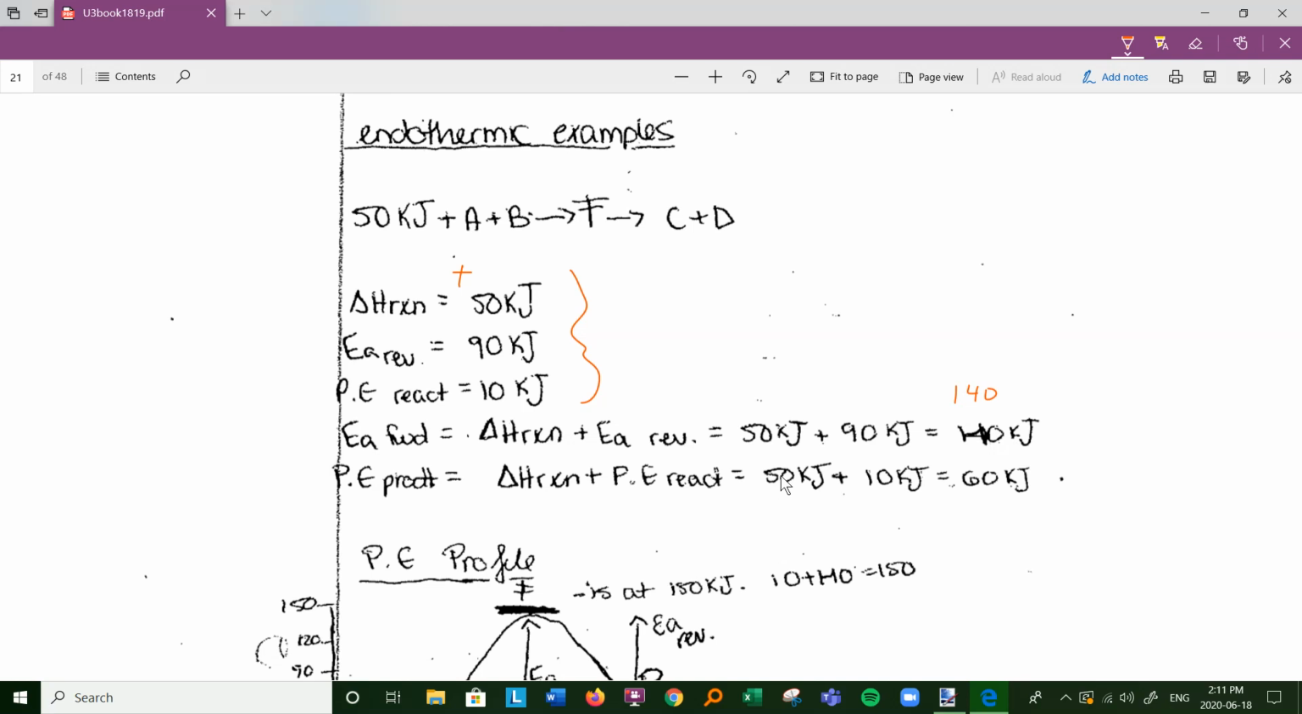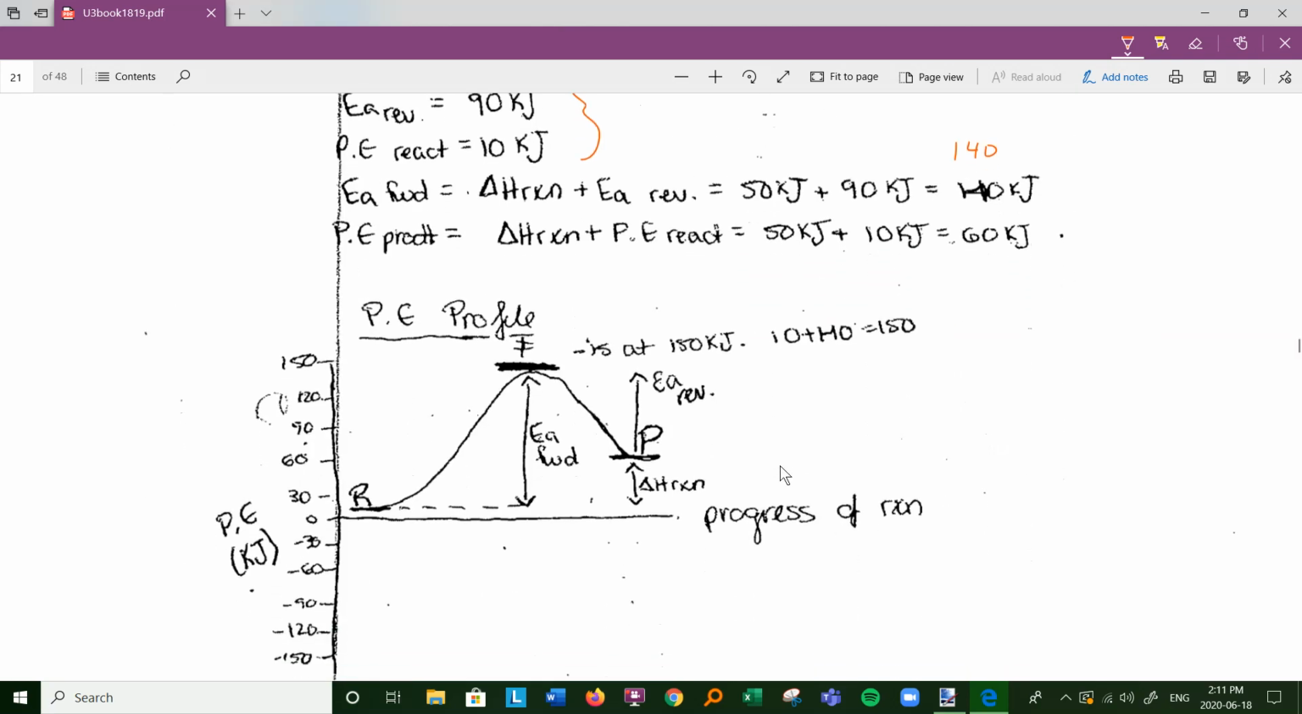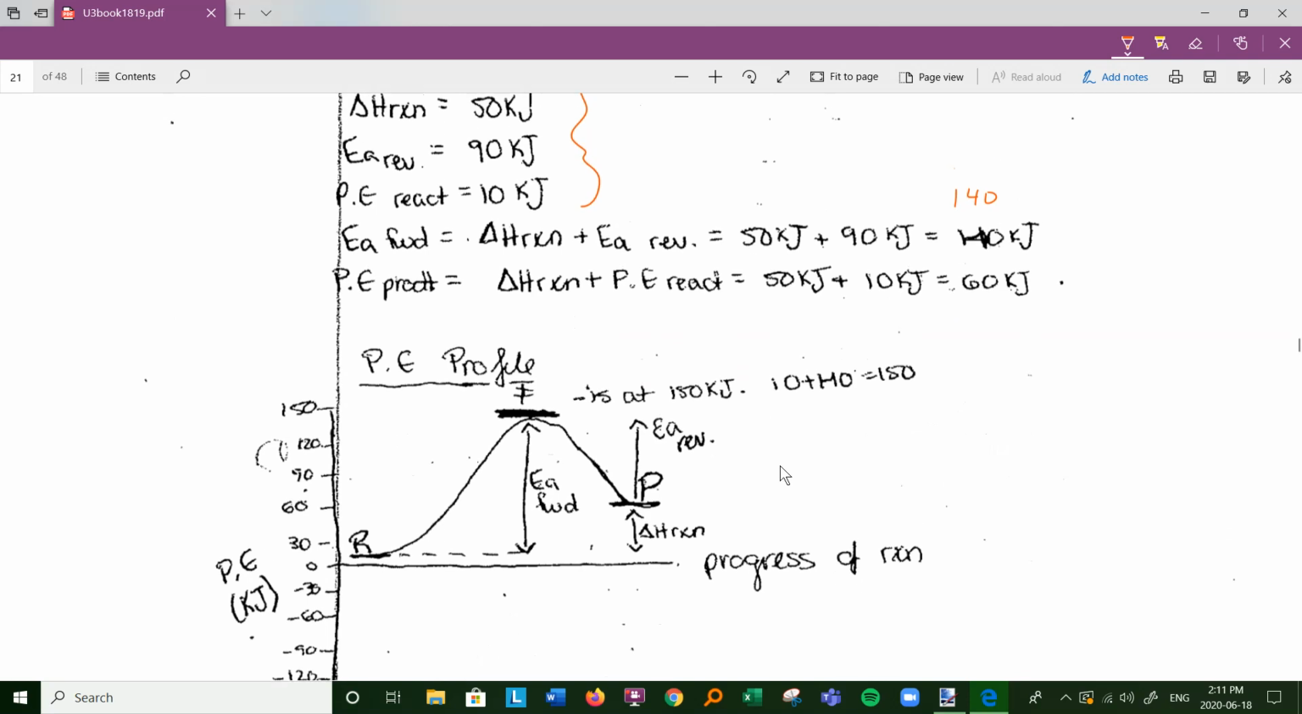So now we have the 5 bits of information, and I can draw them in. So notice here that the reactants are not starting at 0, they're starting at 10. They zoom up by 140, so careful. Look here, the activated complex is at 150, not at 140, because the difference has to be 140. Kids get caught up on that. Don't. Understand how it works, please.